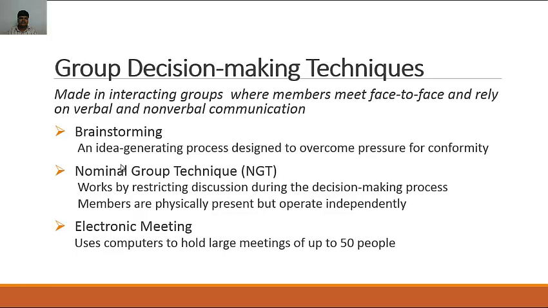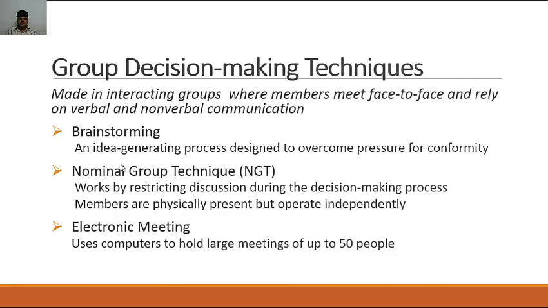Group decision making techniques. The interacting group is one where members meet face to face and rely on verbal and non-verbal communication. Brainstorming is an idea generating process designed to overcome pressure for conformity. Nominal group technique works by restricting discussion during the decision making process. Members are physically present but operate independently. The electronic meeting uses computers to hold large meetings of up to 50 people.